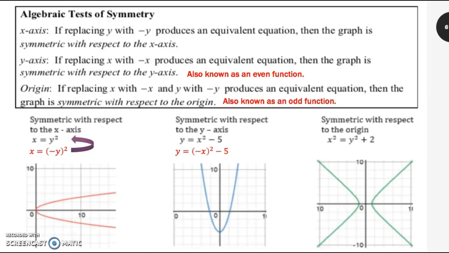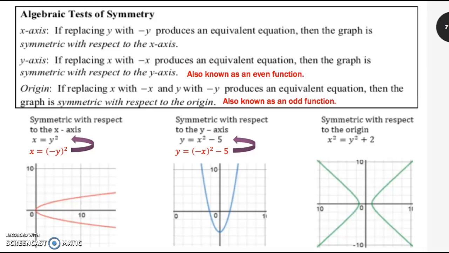Looking at our middle equation, I want to determine that it is in fact symmetric about the y-axis. So this time I'm going to replace my x value with its opposite. When I do that, I know that negative x times negative x is in fact x squared. So I do end up back where we started. So it is in fact symmetric about the y-axis. So we see that it does mirror across our y-axis.